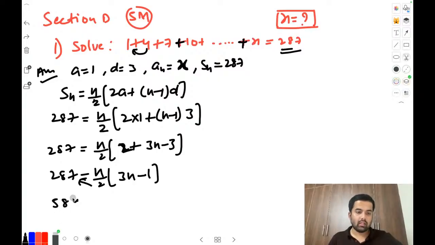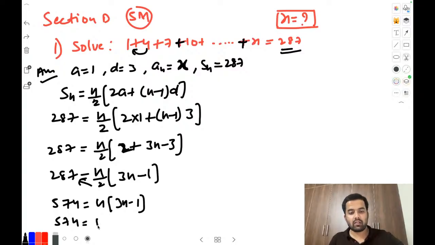574 will come after multiplication. 574 will come here, n and 3n minus 1 as it is. Okay, 574, do it inside multiplication. This will be 12n, 4n, right? This is n only, right? So 3n, 3n square minus n. Okay, your final equation we got it: 3n square minus n minus 574 equal to 0.